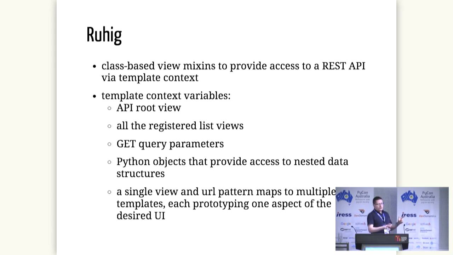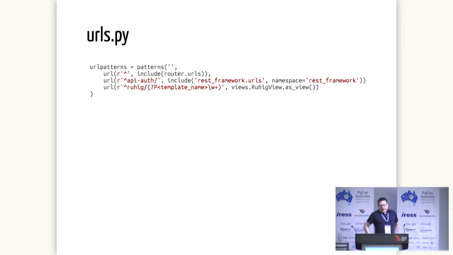All the registered list views, your GET query parameters, because you need that to maintain application state. It supplies these as Python objects that provide access to the nested data structures of whatever data you're getting back from the API. And it's one single view that takes your template name from the URL, which it then refers to depending on which template you've got, and you can have different aspects of your API, your interface, through different templates.